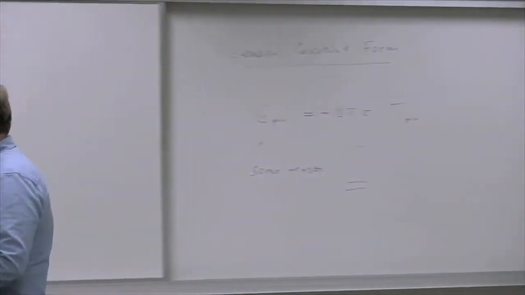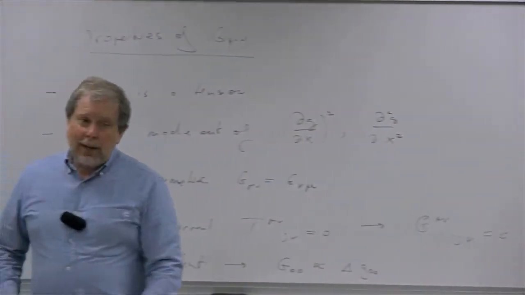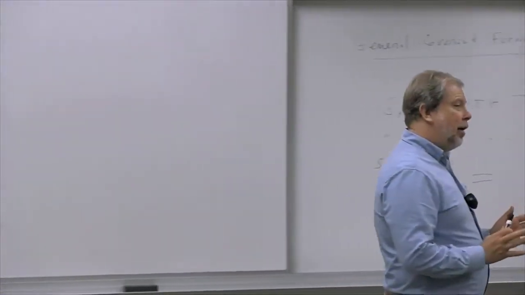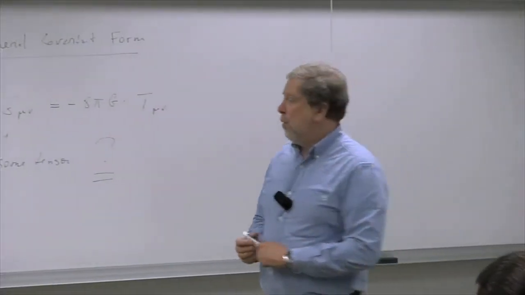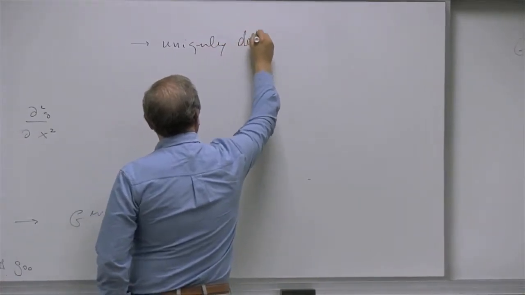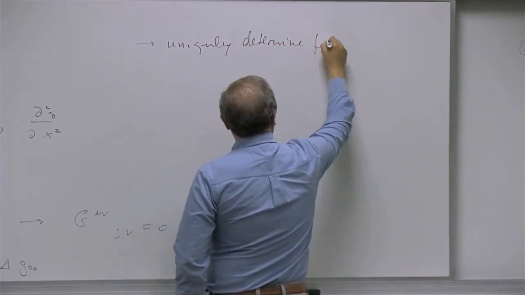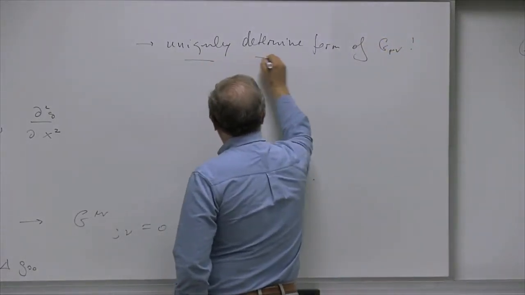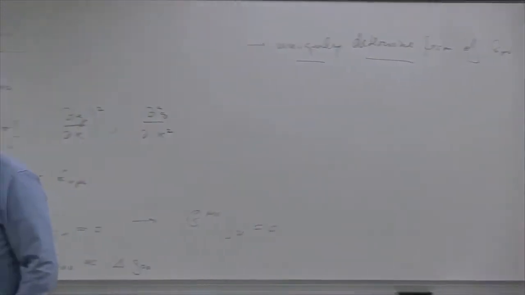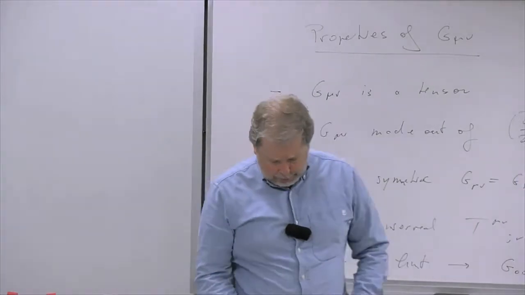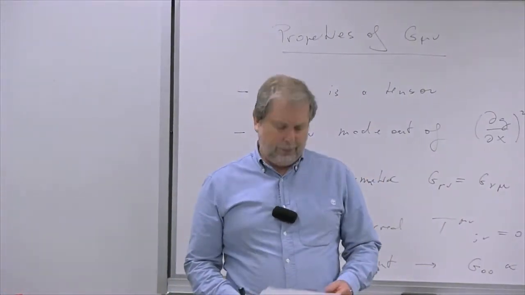Now what is remarkable is that these requirements, I believe there are 5 of them, actually uniquely determine the form of the G mu nu. It is possible to follow each one of them, and at the end you end up with a set of field equations that are completely unambiguous.